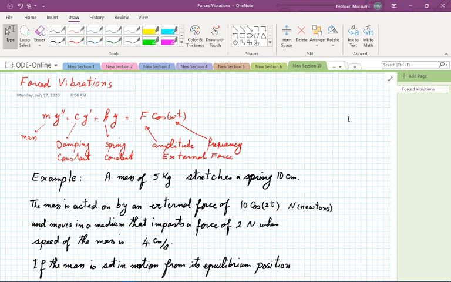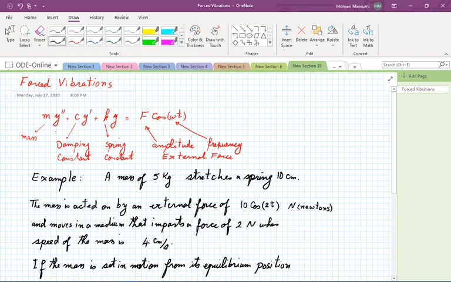So previously we had seen equations where you have my double prime plus cy prime plus ky equal to 0. So 0 on the right hand side meant there is no other force other than what is reflected here, which is force of drag, force of a spring, and perhaps a constant force of gravity. What we are going to do now is next level up, we have an external force. And this is going to make the problem a lot more interesting.